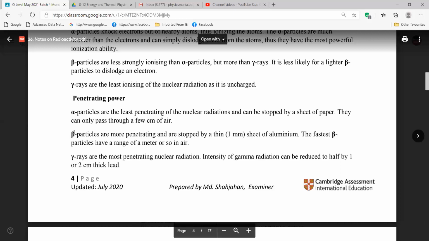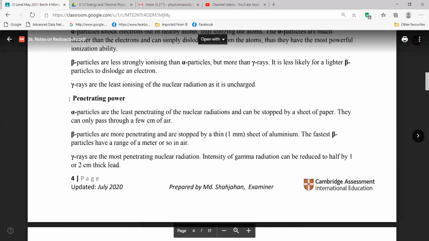Gamma rays are the most penetrating nuclear radiation. The intensity of gamma radiation can be reduced to half by 1 or 2 centimeter thick lead. Sir, does this mean that even 2 centimeter of lead can't stop gamma radiation? It can be reduced, but it cannot be stopped completely.